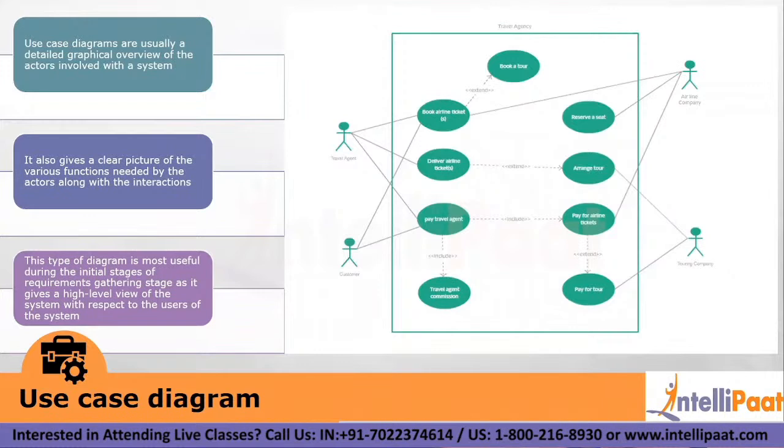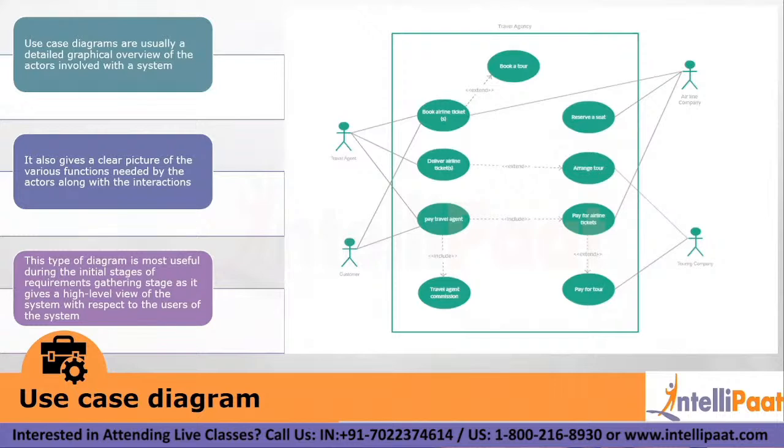What extend means is that if the user so desires, he or she should be able to book a tour as well. That's an added feature. The core feature is booking an airline ticket. Extend means it's adding an extended feature to book a tour as well. However, what does include mean? Include is mandatory. It needs to be there for booking an airline ticket.